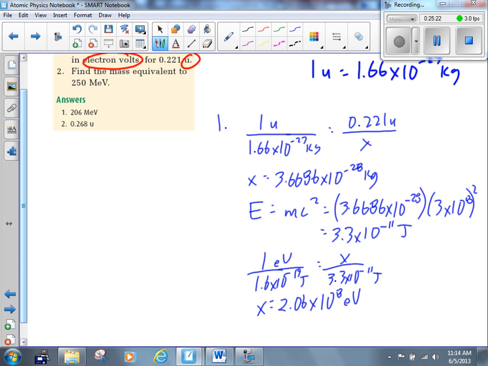Okay, question 2 is pretty much the same as question 1, except instead of solving for the energy equivalent, you're solving for the mass equivalent. You still got to convert mega electron volts to joules, and then you're going to solve for the mass in kilograms, and then convert kilograms to atomic mass units. So it's kind of working backwards from question number 1. If you have trouble with that, just let me know, and I can help you with it, okay?